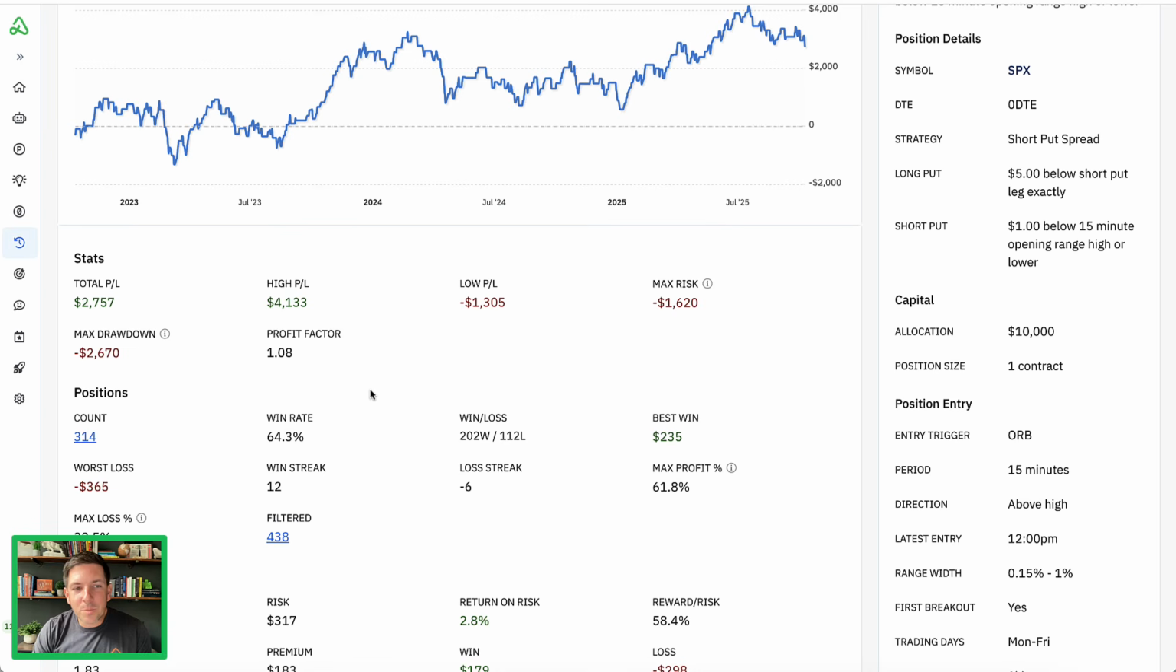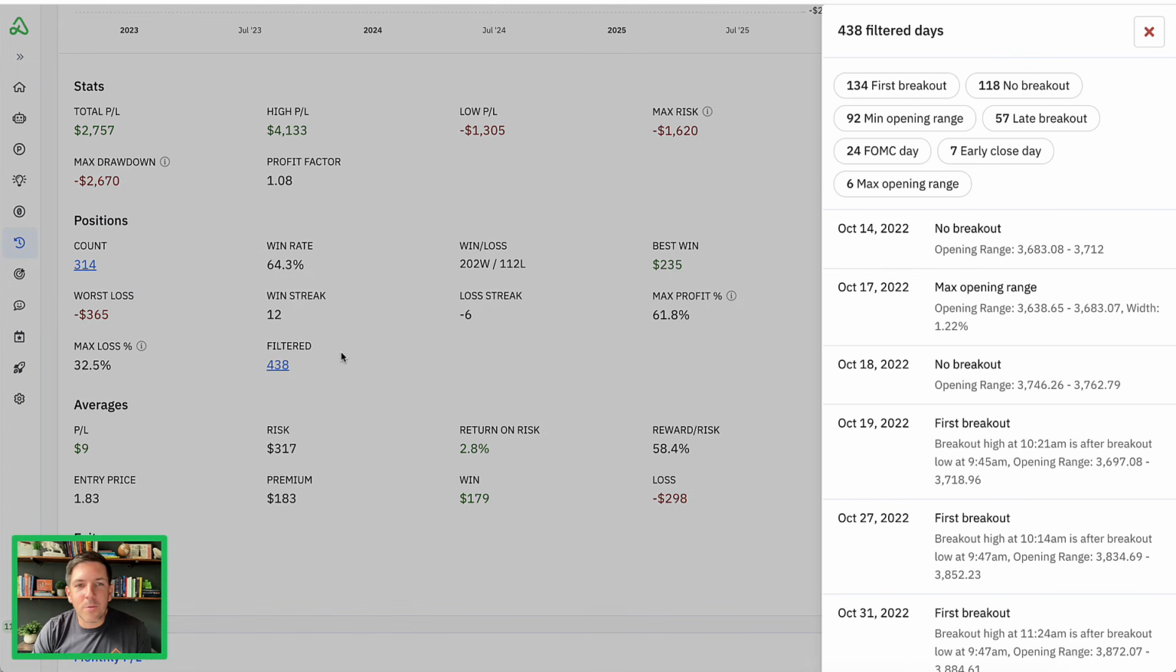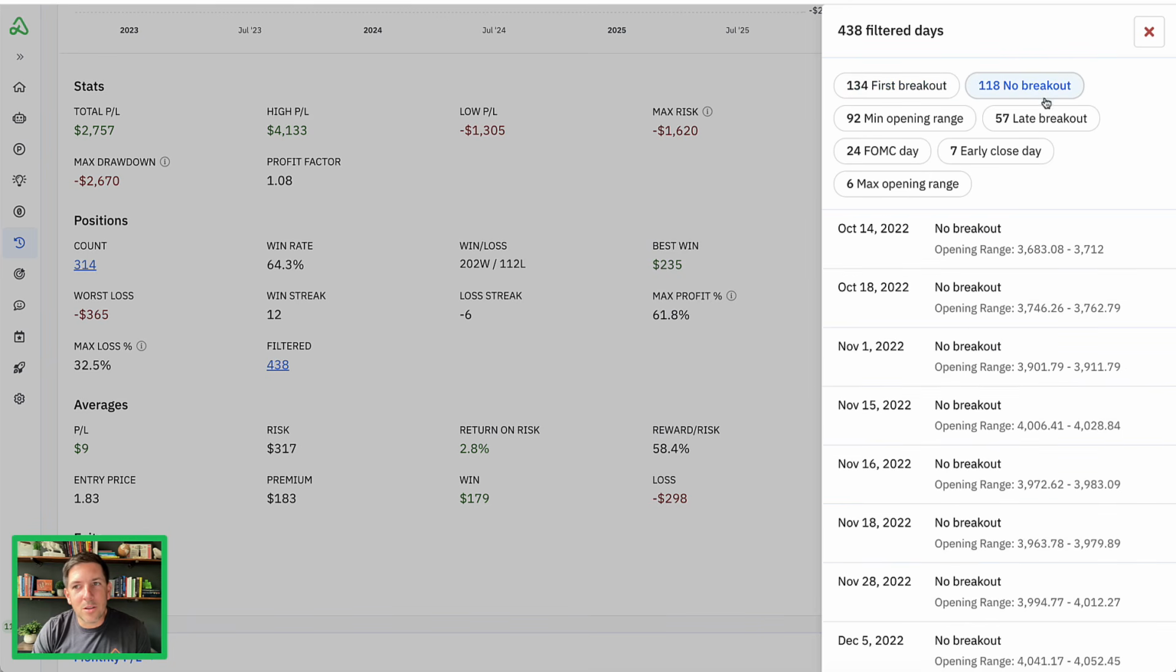So that's pretty interesting. You did have a lot of trades that were filtered out. So there were a lot of entries. I mean, it still has a lot of trades, 314 trades. That's 314 days I don't have to watch it. But you can see the first breakout, that was a lot of filters out, no breakout at all. So some just went for long range and didn't break out.